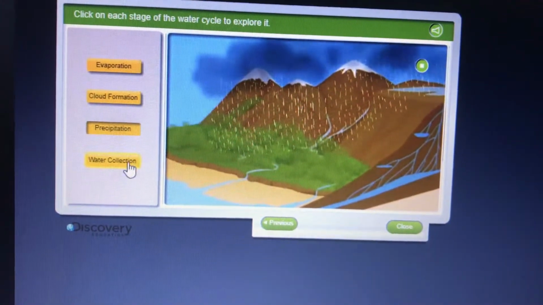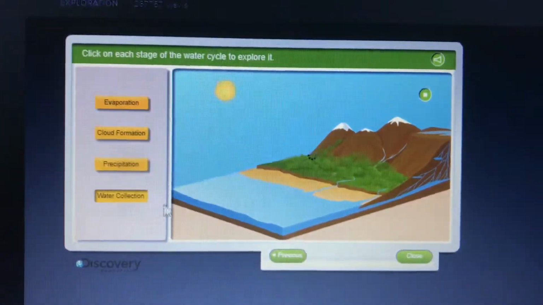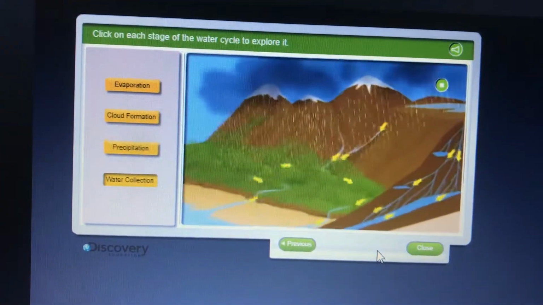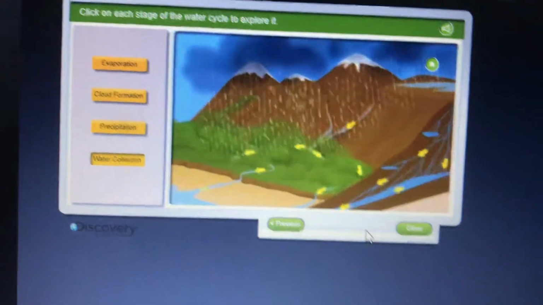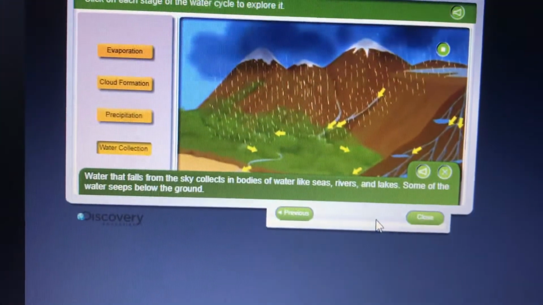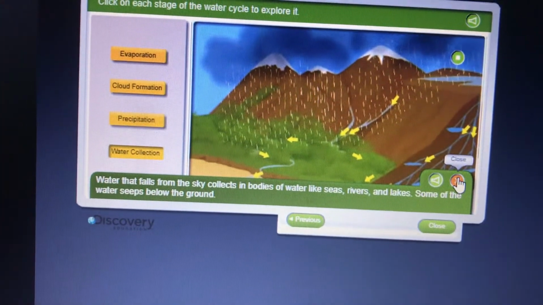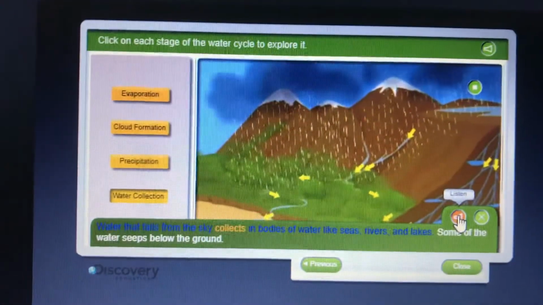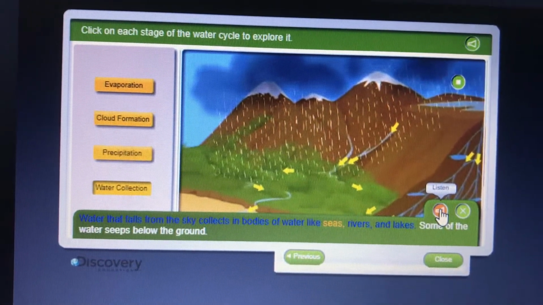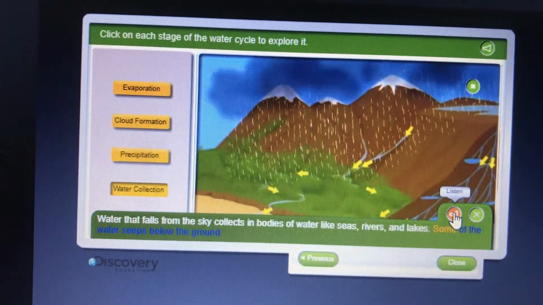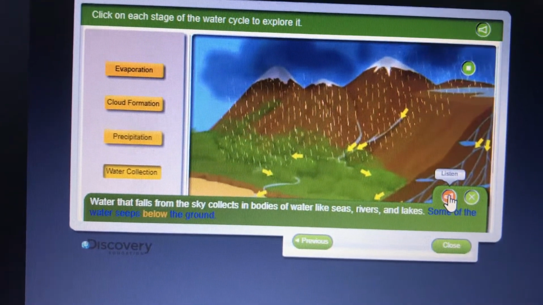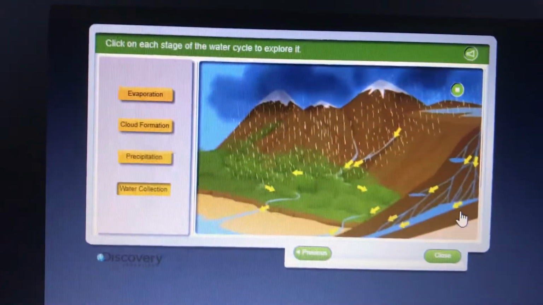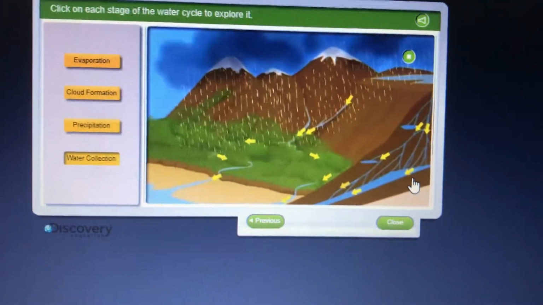And then water collection. See how it shows you all the different paths that the water can take. Water that falls from the sky collects in bodies of water like seas, rivers, and lakes. Some of the water seeps below the ground. And that is the water cycle exploration. Very good.